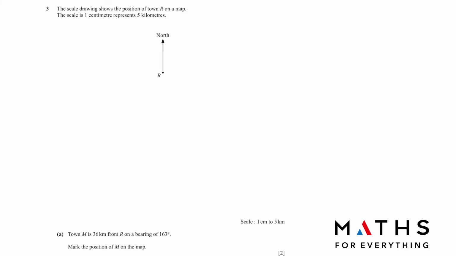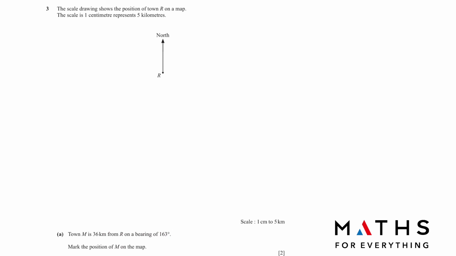Moving on to question number 3. The scale drawing shows the position of town R on a map. The scale is 1 centimeter represents 5 kilometer. The town M is 36 kilometer from R on a bearing of 163. Mark the position of M on the map.